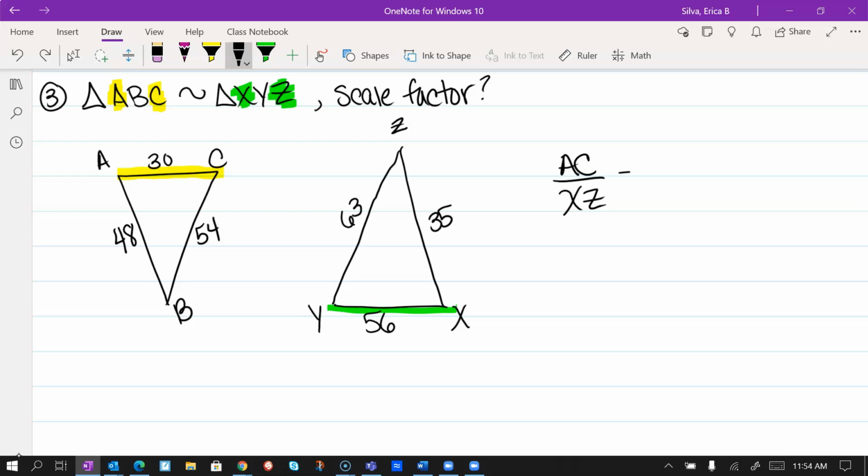XZ. This is not XZ. What is XZ? XZ. Here we go. So easy to get it confused, huh? So we've got 30 over 35.